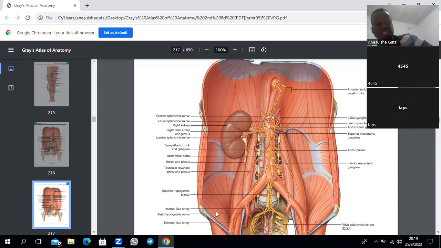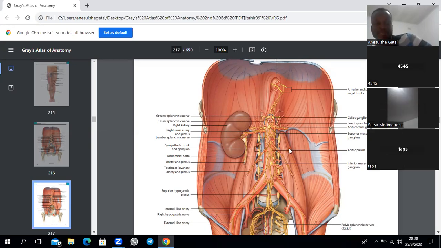Then in terms of branches, it's still the same. You expect white rami communicantes. You also expect gray rami communicantes. Right? I won't dwell much on that. Then we also have lumbar splanchnic nerves. Right? And parasympathetic in the abdomen, for foregut and midgut derivatives, the parasympathetic is the vagus nerve. Then the hindgut and the pelvis, the parasympathetic becomes what we call pelvic splanchnic nerves. So you also have pelvic splanchnic nerves.